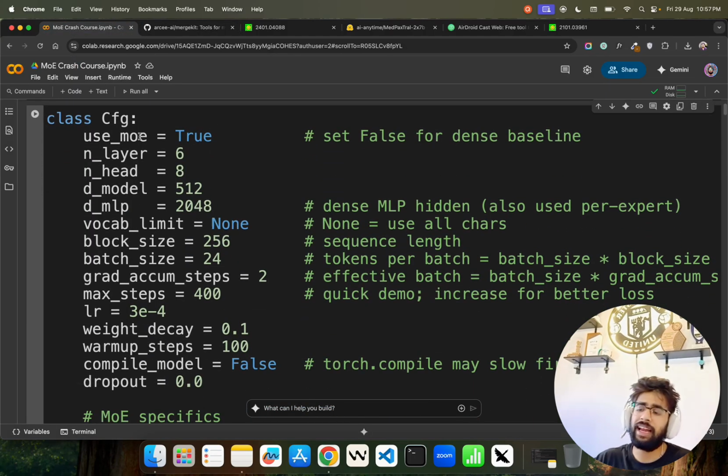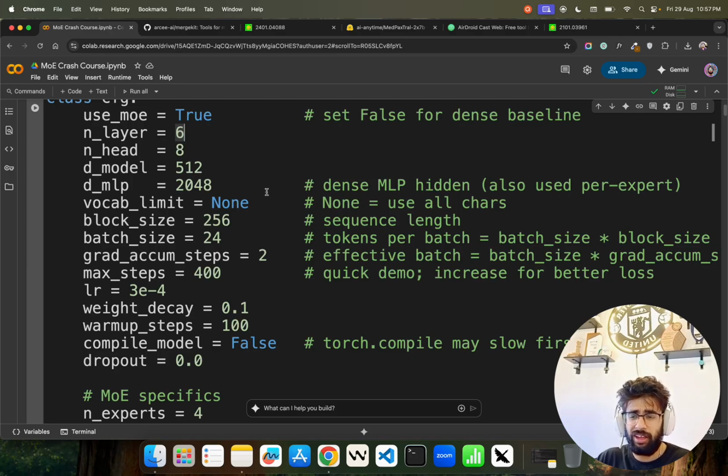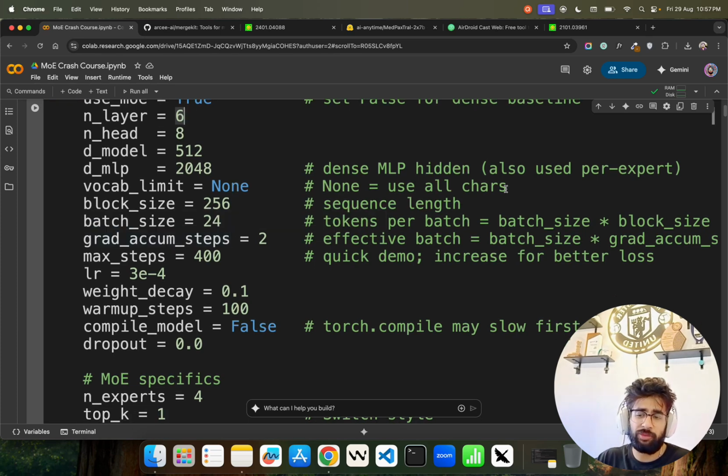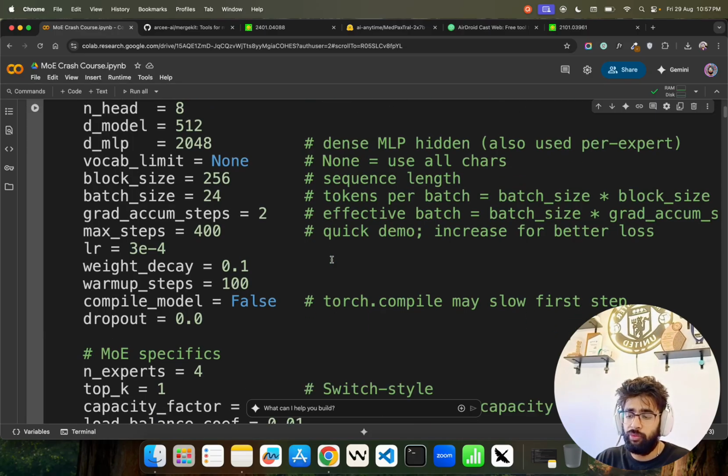So we have a config class for this notebook. We are running this on Google Colab T4, which is a free GPU given by Google Colab. On this config class we have use_moe true; set false if you want a dense baseline. If you don't want an MOE, you can just do that. I want to build it as a modular notebook, that's why I have commented it like that. We have number of layers 6, number of heads 8, dimensions 512, dense MLP hidden 2048, etc. Also used for export, vocab limit, block size, etc. Use all characters because it's a small dataset. We want to use the entire character set of that txt file that we want to load. And we have some other configs.